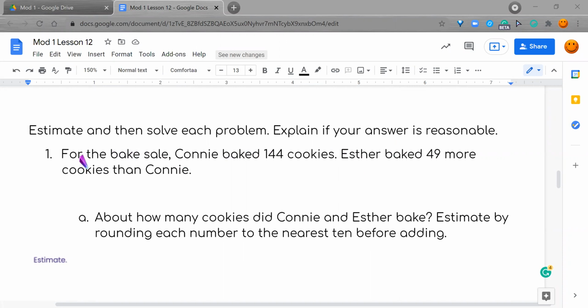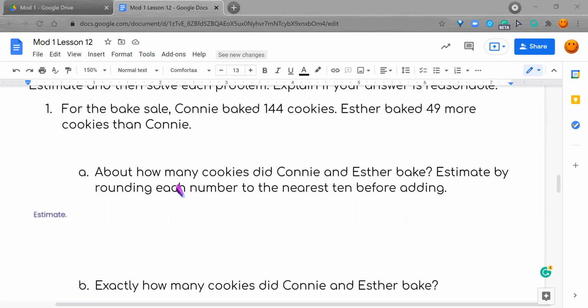So the problem number 1 is for the bake sale. Connie baked 144 cookies. Esther baked 49 more cookies than Connie. So about how many cookies did Connie and Esther bake? Estimate by rounding each number to the nearest 10 before adding. So the first thing we need to do is figure out how many cookies Esther baked.